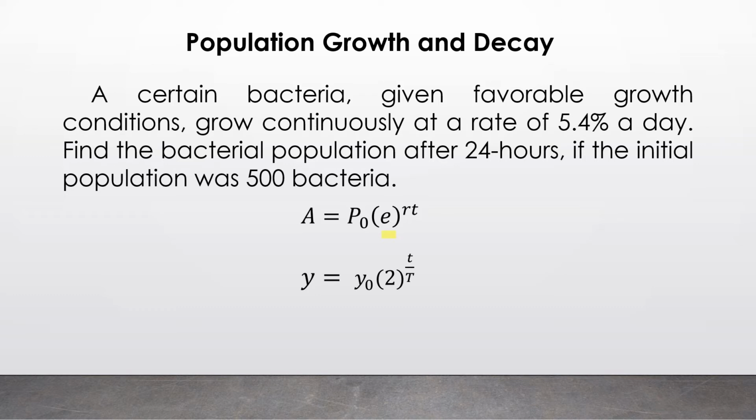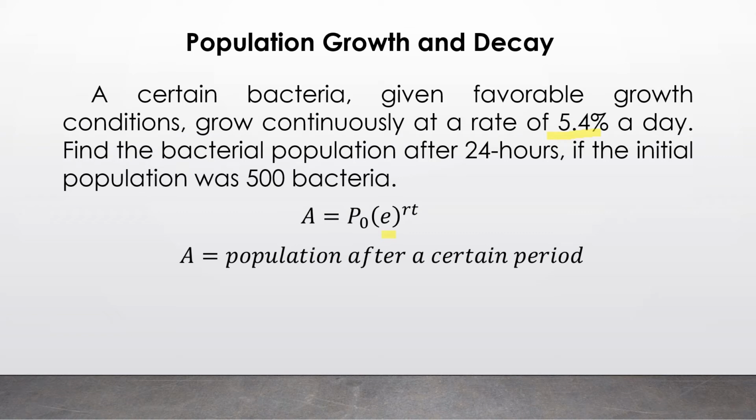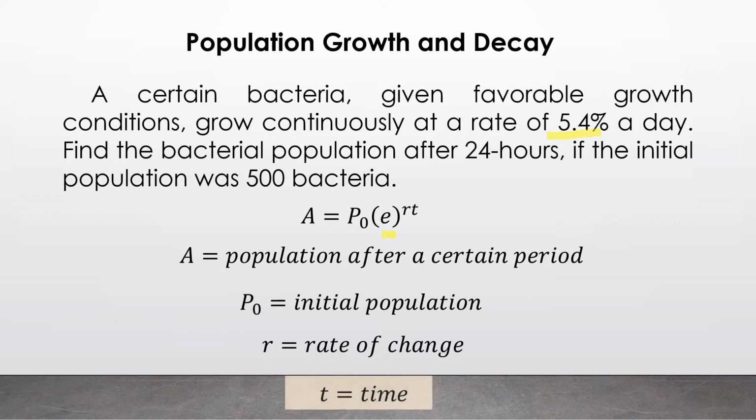So dun sa mga naunang problem na growth and decay, we use the formula na y is equal to y sub 0 times 2 raised to small t over capital T, kapag ang mga given natin ay nagdo-double, nagte-triple yung bacteria. But for this one, meron tayong rate na 5.4%. So dito sa formula natin, A is equal to the population after a certain period. P sub 0 is the initial population. R is the rate of change, and t is equal to time.